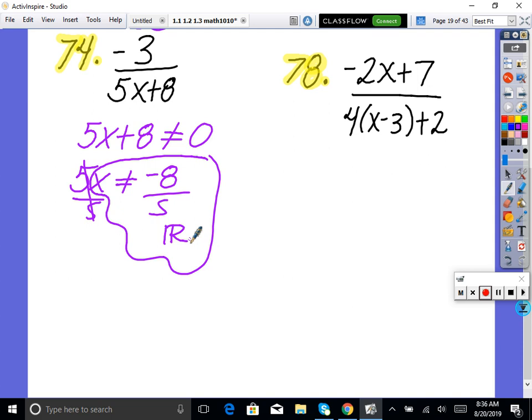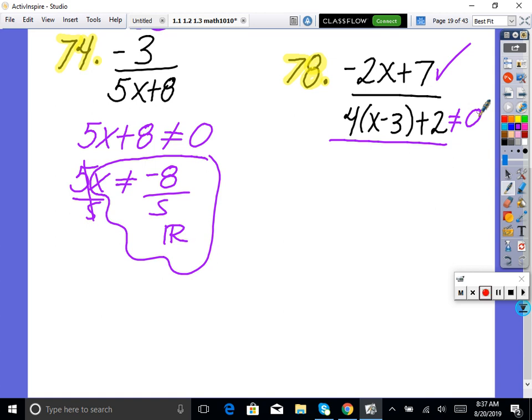Pretty straightforward stuff. All right, let's look at this one. Can the top be 0? Yes. So what would be the true statement here? This cannot equal 0, and then you just solve for x. You guys get the picture here? All real numbers except whatever makes the bottom 0. Are we all good here?